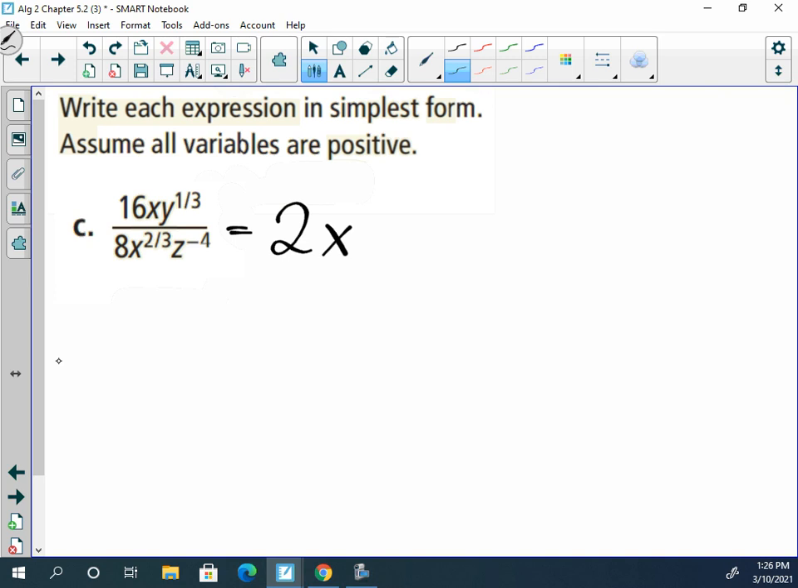Now we have x next. Well, the numerator is to the first minus the denominator exponent, which would be 2/3. Because when the bases are the same and we're dividing, we subtract the exponents. So that takes care of x. So it leads us next to y. Well, y is just going to be to the 1/3 because there's not a y in the denominator, so we don't need to do anything with it.